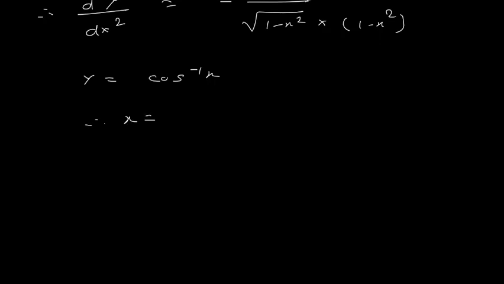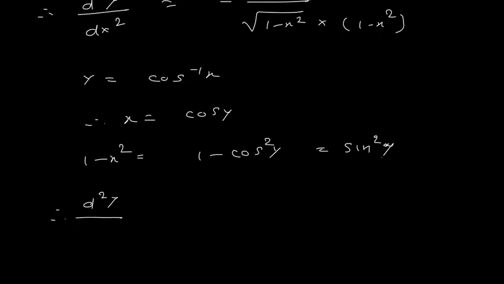Therefore, this x will become cos y, and 1 minus x square will become 1 minus cos square y, which is sin square y. So therefore, d square y upon dx square is equal to minus, in the numerator we have cos y, divided by, in the denominator, root of 1 minus x square, which gives sin y, into 1 minus x square, that is sin square y.